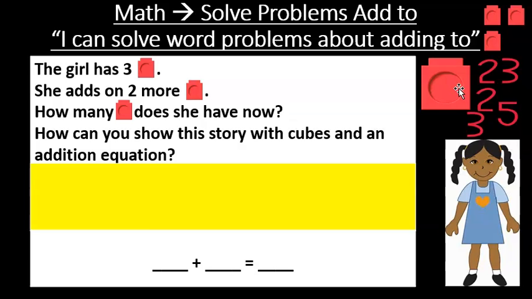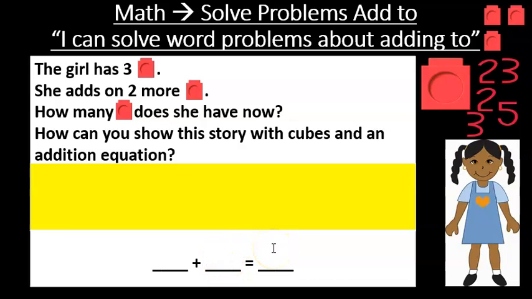Now, here's what you're going to do, okay? We're going to read this entire word problem together, okay? And down here at the bottom, this is what you call an addition equation. We're going to learn that term, okay? Addition equation. Two numbers have got to go here and they got to equal a total.